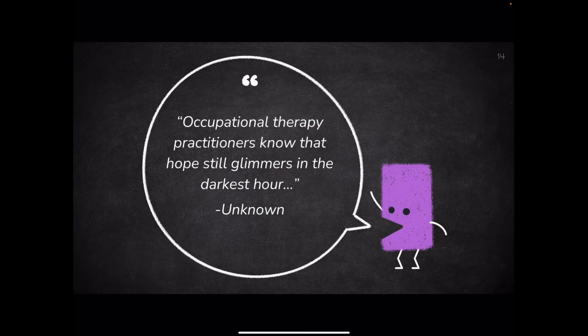So we found a quote, and we're not sure who the author is, but it says, "Occupational therapy practitioners know that hope still glimmers in the darkest hour." So with these disorders, there are a lot of dark occupations and dark behaviors. However, we know that no individual should be defined by their disorder or disease. And so as practitioners, we see that glimmer of hope in the people, and we know that we can work with them so that they can be functional and successful in the things they want and need to do.